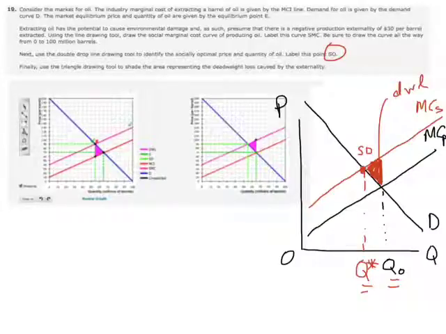I think the question I got was, why isn't that below the curve? And it's because of what I just said: each barrel after Q star costs society more than it benefits anyone. And if we add up that excess of costs over benefits, then we get this shaded area. In the way these are drawn, the area of this triangle is actually the same as the area of this triangle.